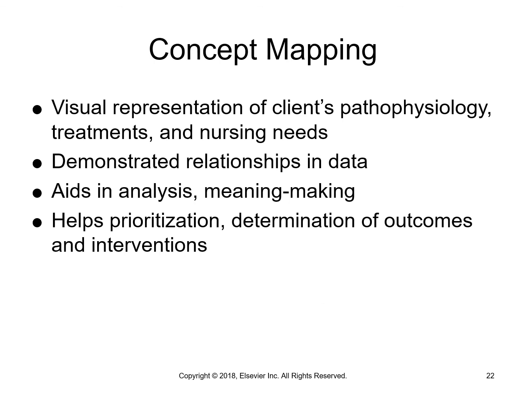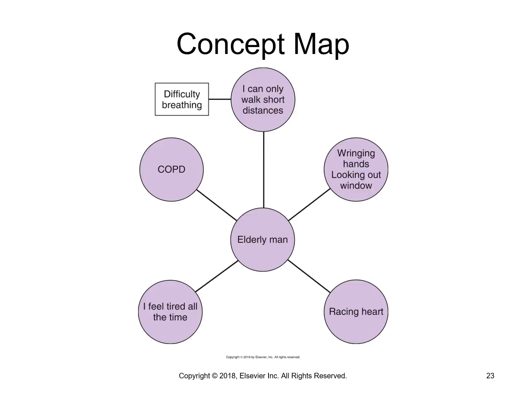Concept mapping or care plans is a visual representation of the client's pathophysiology, treatments, and nursing needs. It demonstrates relationships in data, aids in analysis and meaning making, and helps with prioritization, determination of outcomes, as well as the interventions. Next is a picture of the concept map, and you can see in the center is an elderly man. He has COPD. He states he feels tired all the time. You detect a racing heart rate. He is wringing his hands looking out the window, which you're observing, and he states, "I can only walk short distances."